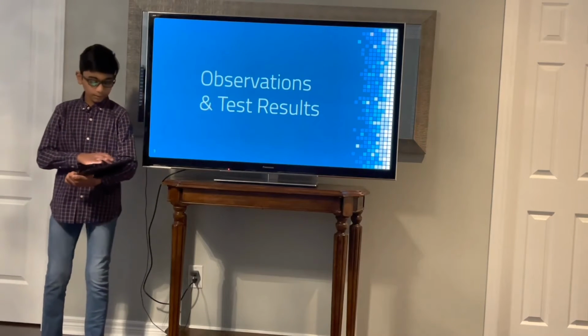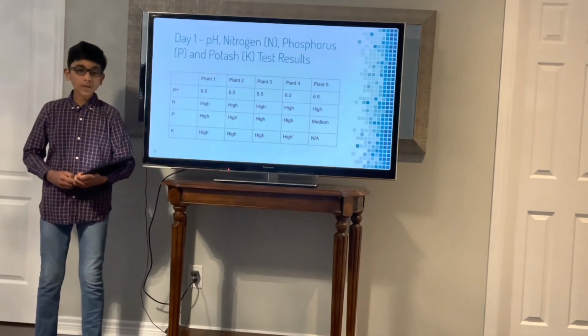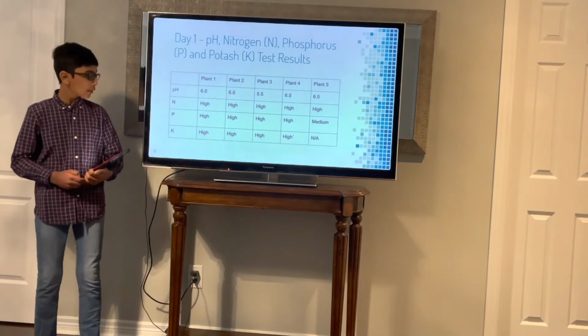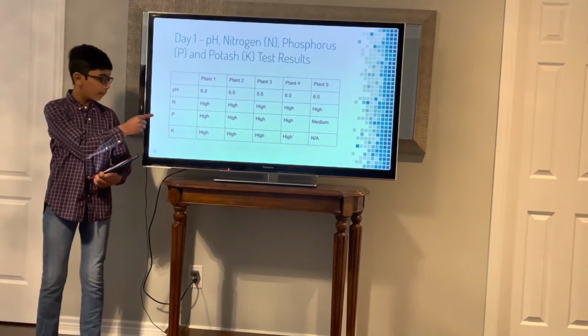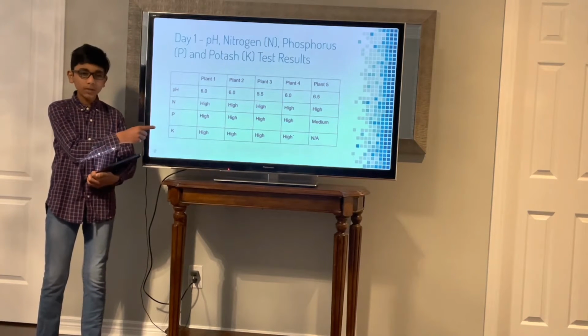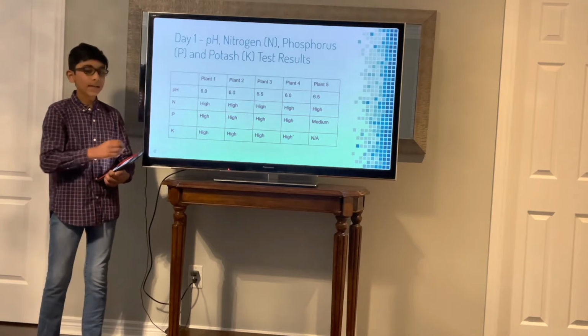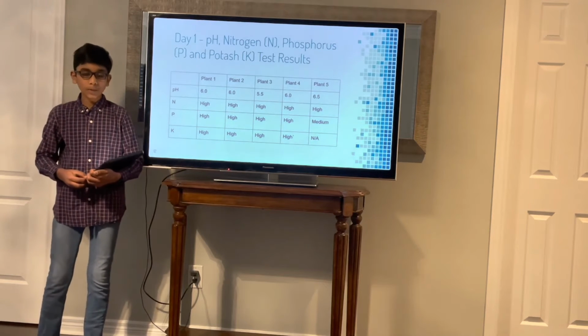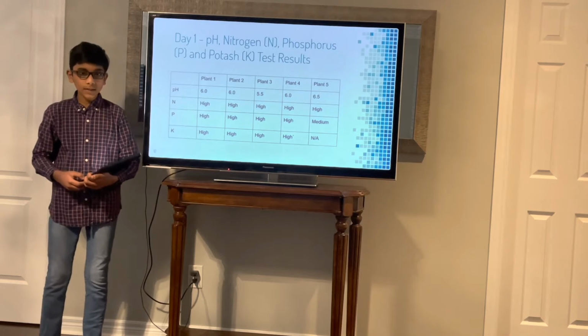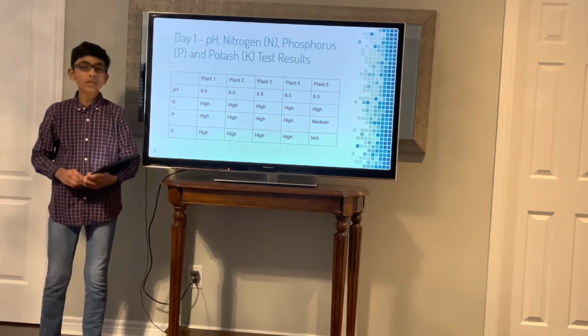Observations and test results. All of day 1 was spent testing the plant's soil. As you can see, the nitrogen, phosphorus, and potash levels of the soil were generally high, and the average pH level was about 6.0. 6.0 is slightly acidic, which is not very good, but it's not very bad either.